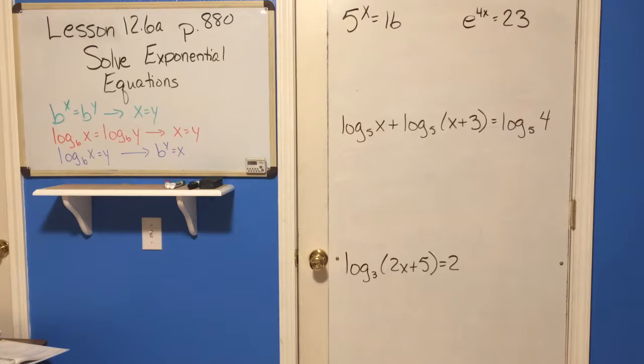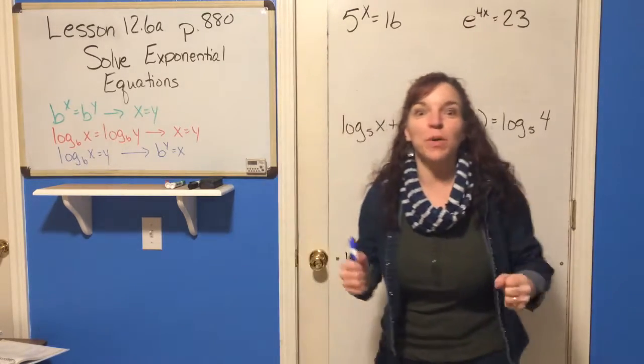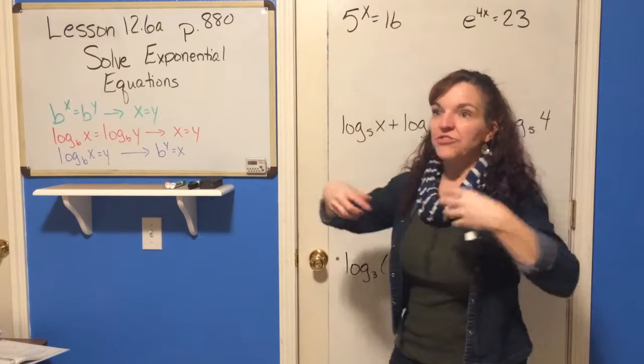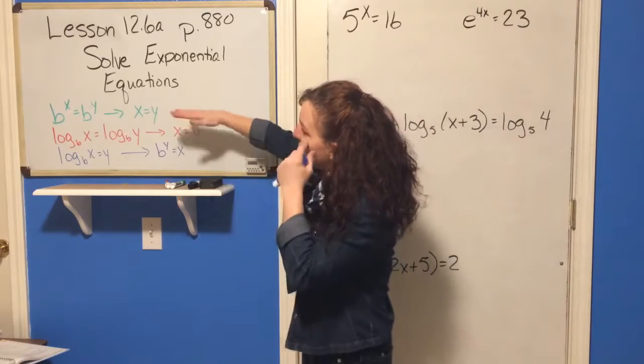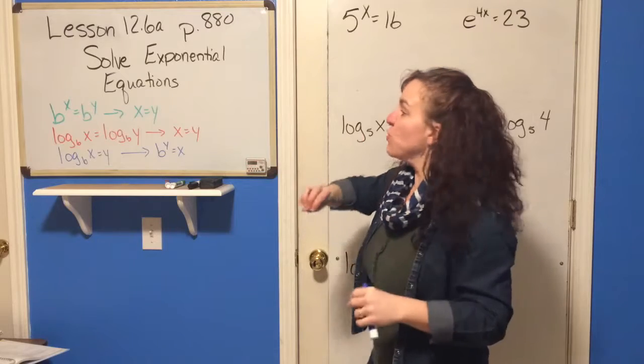Section 12.6, the first part: solve exponential equations. All right, so now we've learned all of these properties so that we can actually solve equations and find out what the x is. That's the name of the game in algebra. Here we go. So here are some last properties that you need to be sure that you know.